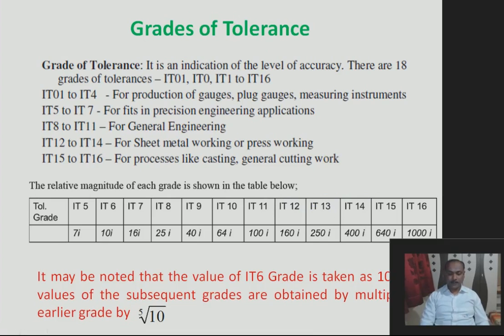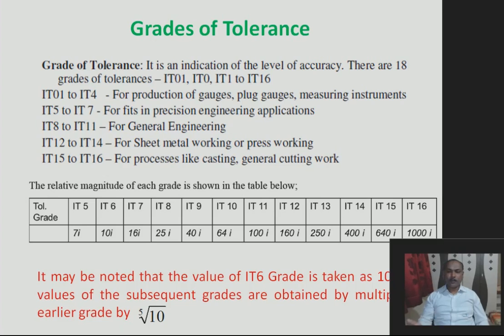As we have seen in the earlier example, we are using tolerance grades 7 and 8. In all, there are 18 tolerance grades according to the Indian Standard, starting from IT01, IT0 and IT1 to IT16. IT16 is used for manufacturing processes with low accuracy, like casting, whereas IT01 to IT4 are used for gauges or plug gauges, which are highly accurate, using processes like lapping or super finishing. All other process grades lie between IT6 and IT14.